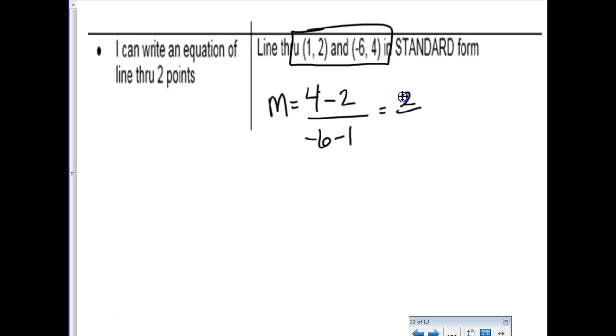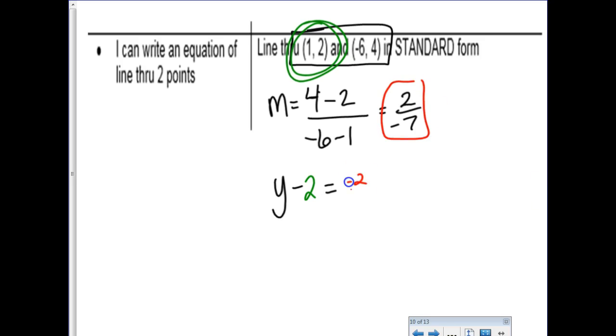So this is 2 over negative 7. Yucky. Choose your favorite point. My favorite point today is this guy. So plugging into point slope form. Y minus the y-coordinate equals, and then it's the slope that we just calculated, right? So negative 2/7 x minus the x-coordinate. I'm going to show you a little trick.